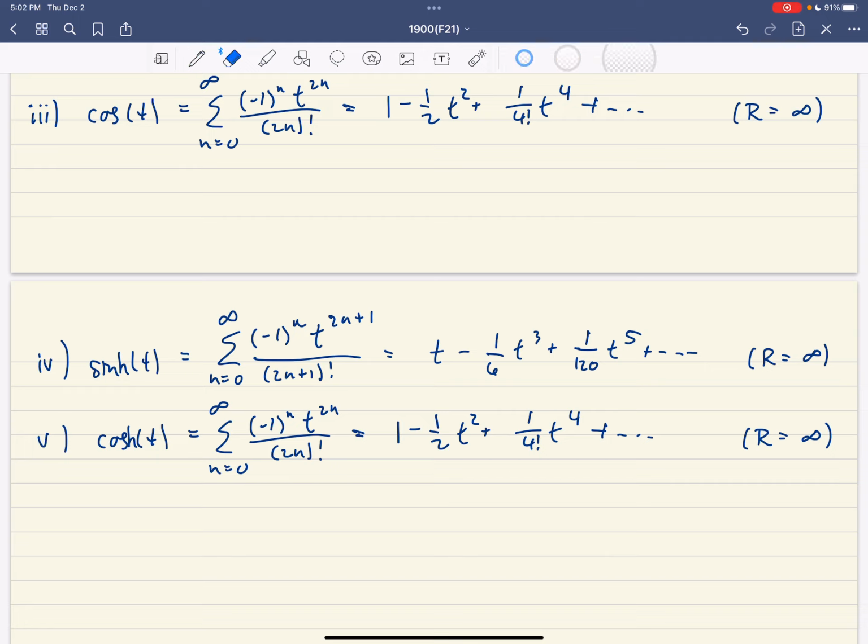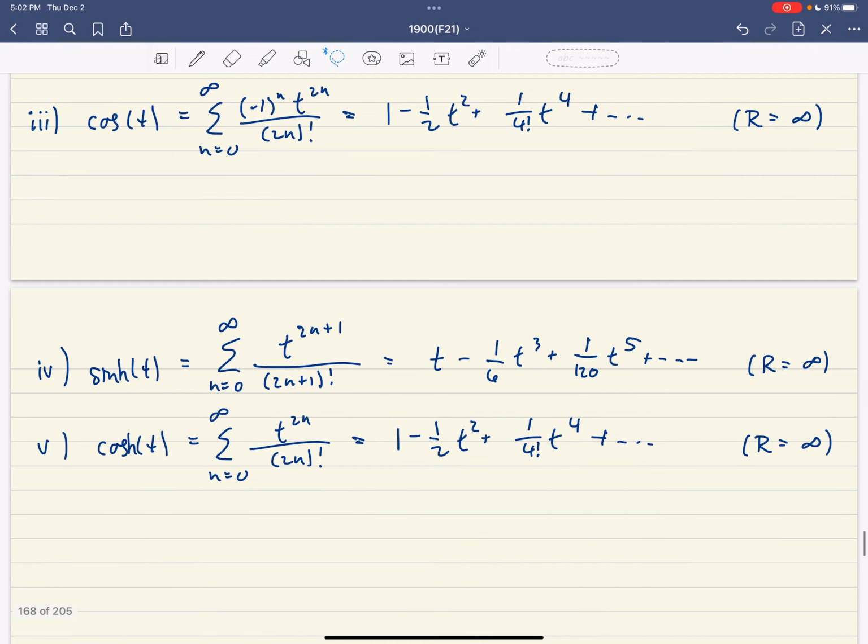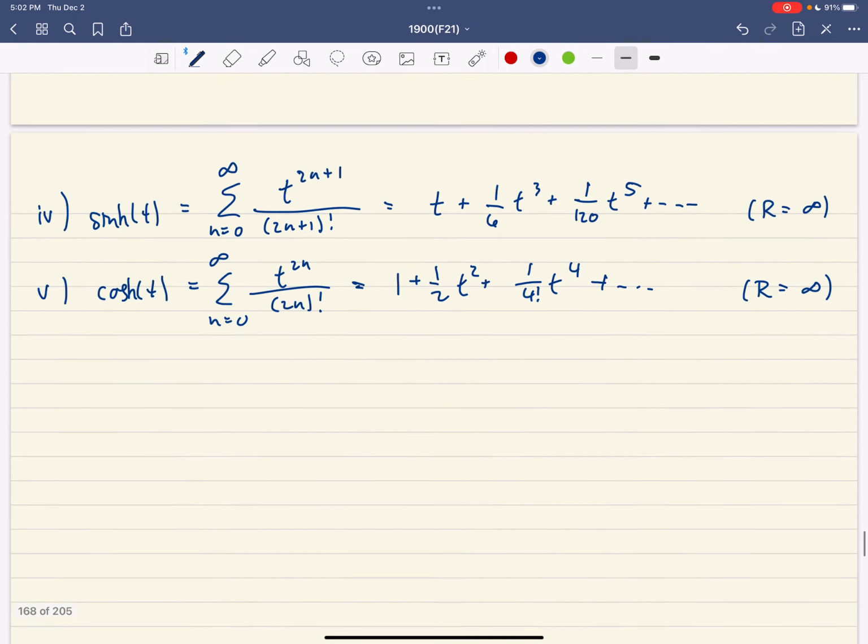and so what we have to do is get rid of the power of negative 1. If we do that, then we get our formulas, and that's cosh. It's the same as sine and cosine, just without the powers of negative 1. That basically just means that it doesn't alternate, so every term there is positive.